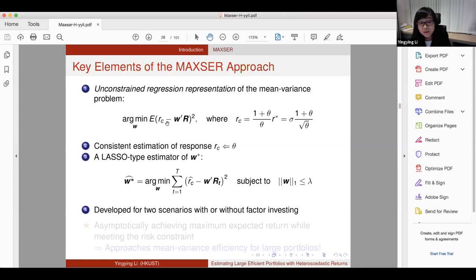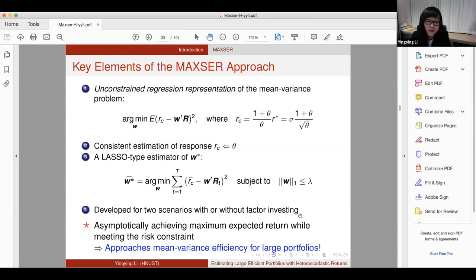We develop this for two scenarios, with or without factor investing. The case with factor investing is particularly interesting because once we have factors in the portfolio, the contribution from individual assets may not be so dense anymore. There won't be so many individual assets that can still contribute. That gives a reason to believe that a sparse portfolio on top of an optimal portfolio based on factors will perform very well.